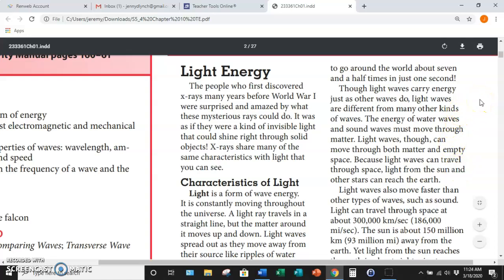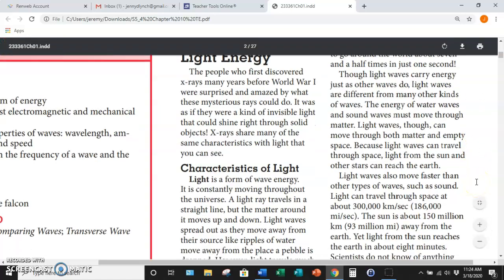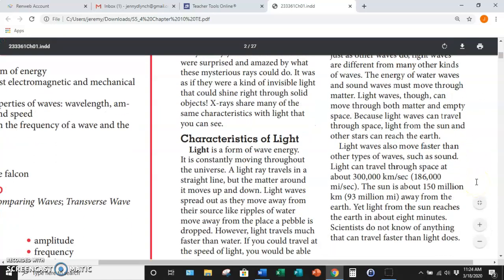Though light waves carry energy, just as other waves do, light waves are different from many other kinds of waves. The energy of water waves and sound waves must move through matter. Light waves, though, can move through both matter and empty space. Because light waves can travel through space, light from the sun and other stars can reach the earth. So, for example, if you were at the sun, no one would hear you on Earth, but the light gets to Earth. Light waves also move faster than other types of waves, such as sound.